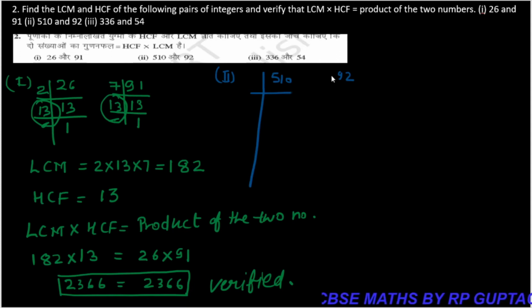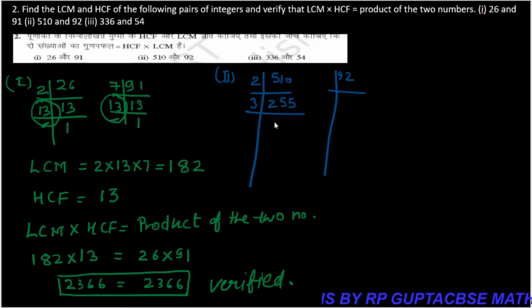I am using the blue ink because with the help of this ink we can make some difference. So 510 is here, so I will divide by 2. 2 twos are 4 and 2 fives are 10. Now I will divide it by 3. 3 eights are 24 and 3 fives are 15.